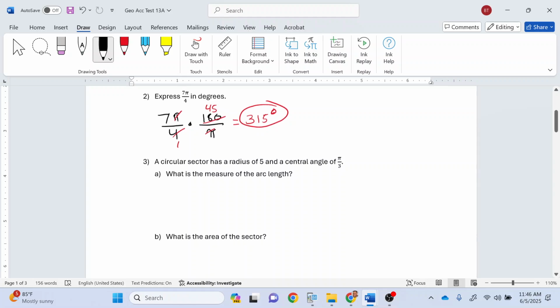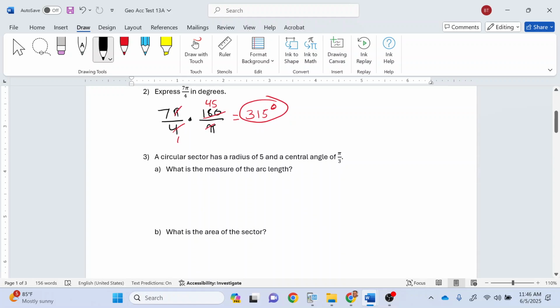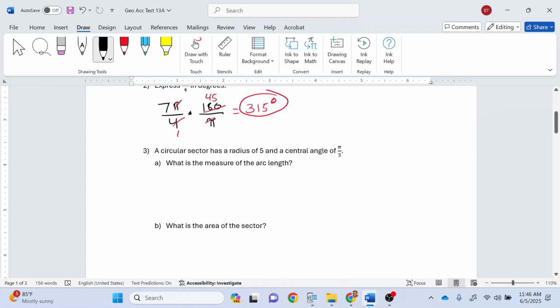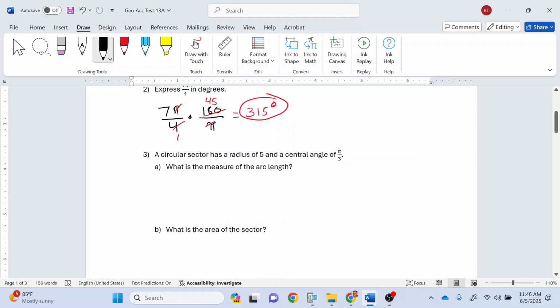All right. A circular sector has a radius of 5 and a central angle of pi over 3. What's the measure of the arc length? What's the measure of the area of the sector? The formula for this, it was part over whole equals part over whole. So part is going to be your angle over 360 equals your arc length, which is arc AB or whatever it might be, over your 2 pi r, because we're using arc length.